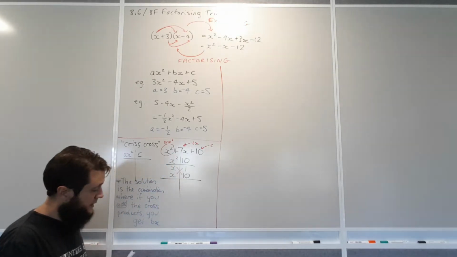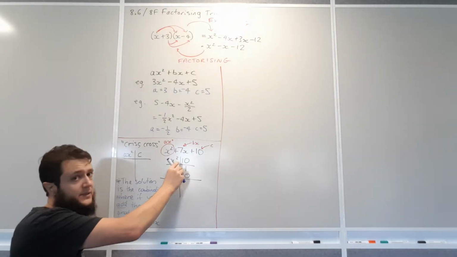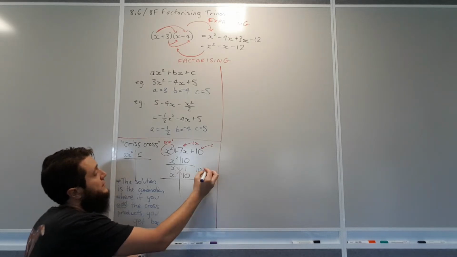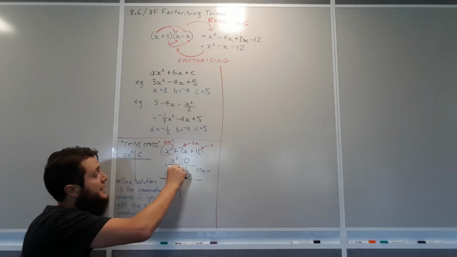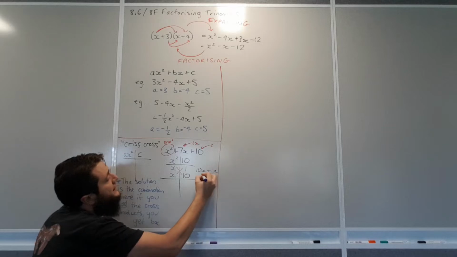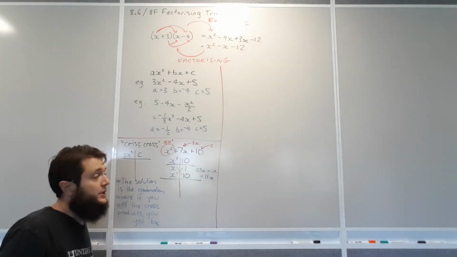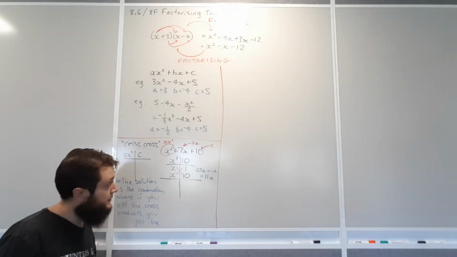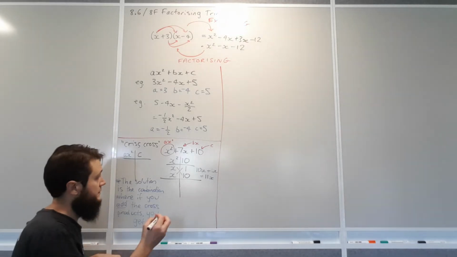What we do is we multiply here, cross product. What's x times 10? That is 10x. And we add the other diagonal. So we get 10x plus 1x. And in this case, we'll get 11x. The idea is we wanted 7x, but we got 11x. This is not the solution. So what we do is we try a second solution.